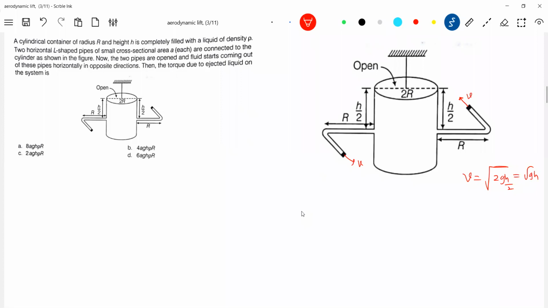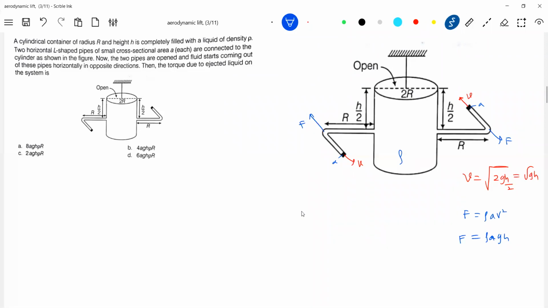Root of gh. Then this emerging liquid will exert a force on this one. Thrust force it is called. What is the area of cross section of the small holes? Area A this is. And we know thrust force is what? Rho A V square. V is how much? Root gh. So this much force is acting. So will anything happen to the container? The container will experience a torque.